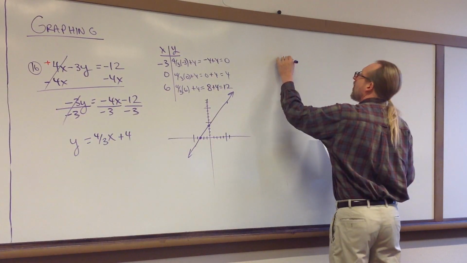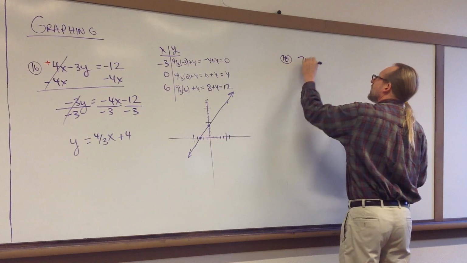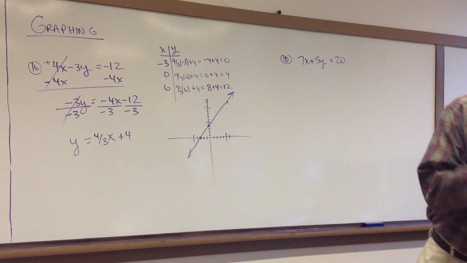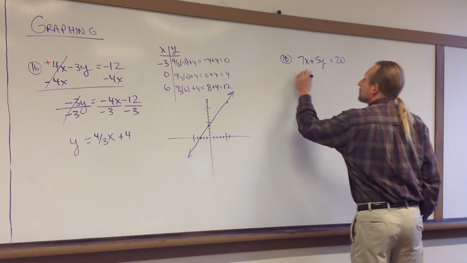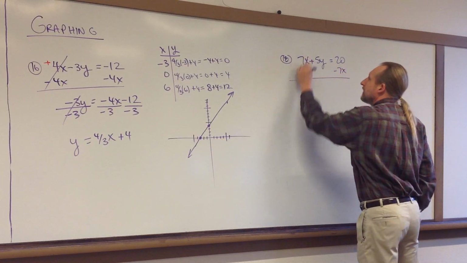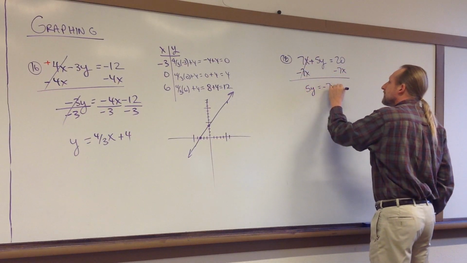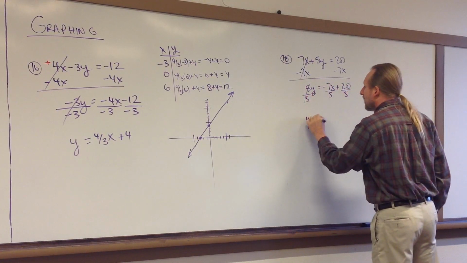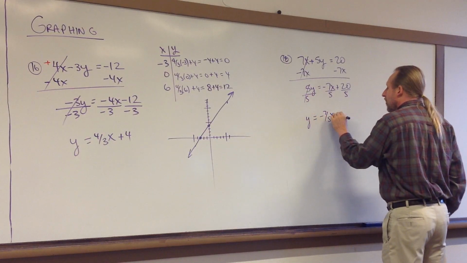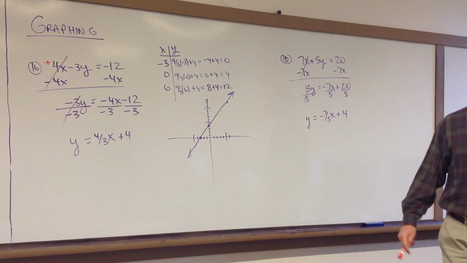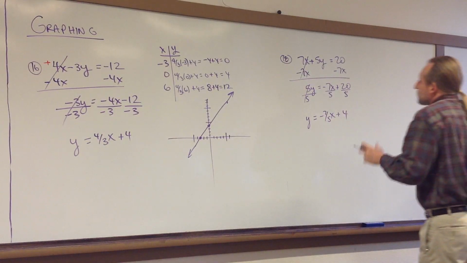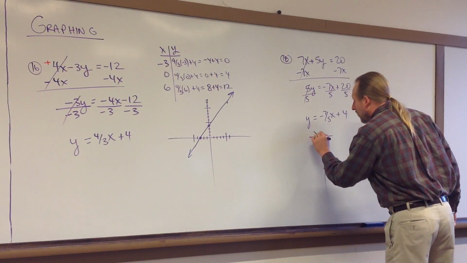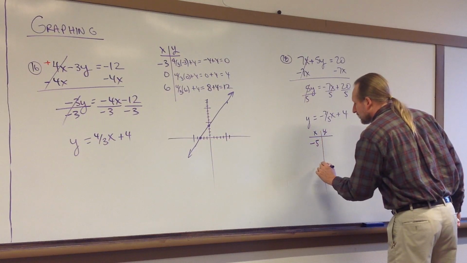Problem 18. What do we have? 7x plus 5y equals 20. All right, so again, let's move the x to the other side. 5y equals negative 7x plus 20. And then divide everything through by 5. And if you want to call this negative 1.4x, that's fine. There's nothing wrong with it. I like to keep it like this because it helps me know what to choose as my x's.